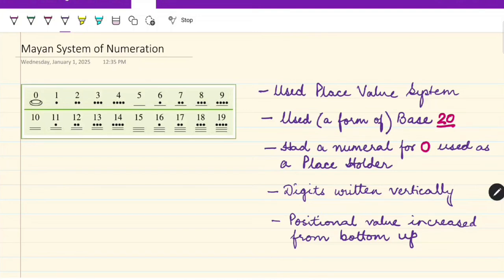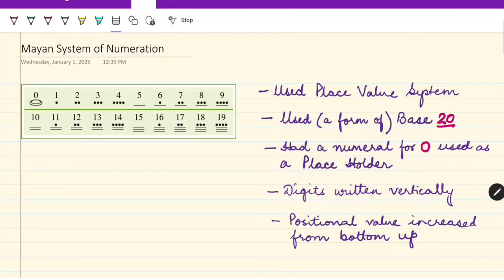And another unique thing about the Mayan system was that the digits were written vertically. In the systems we learned so far, the digits were written horizontally. So if we express the value, let's say 315, we wrote the digits horizontally, right? One after the other. In the Mayan system, we will see that they will represent their numbers vertically. So they would write something like 3, 1, and 5, right? That's how they represented their numbers. But they used, of course, their numeration system. All right. Now, so digits were written vertically, and the positional value increased from bottom up.